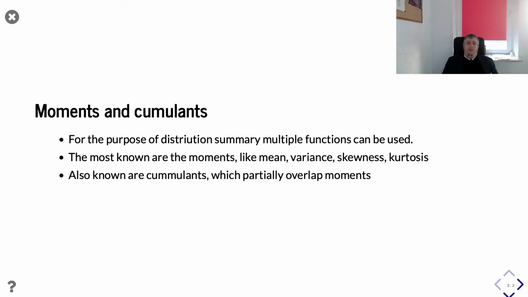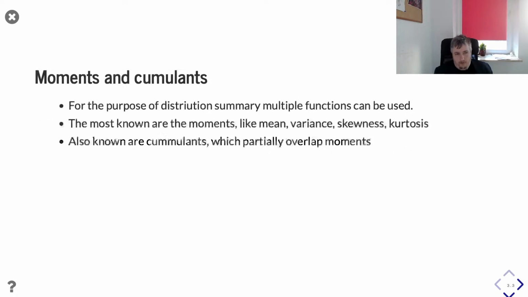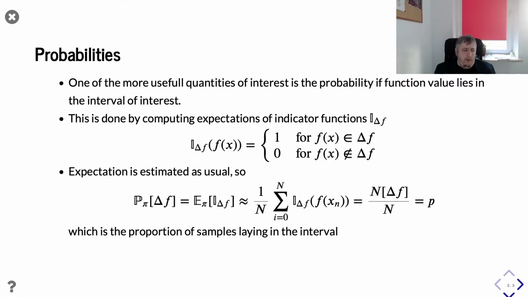For the purpose of the distribution summary, we can use multiple functions. Generally, most known are moments like mean and variance. Less known, but still popular, are skewness and kurtosis, which are moments of higher orders. There are also cumulants, which are very similar to moments, sometimes less used, but sometimes needed in certain applications. Those are directly computed by computing the expectation of certain functions. For example, for variance, you need to compute the expectation of x squared with respect to the original samples.